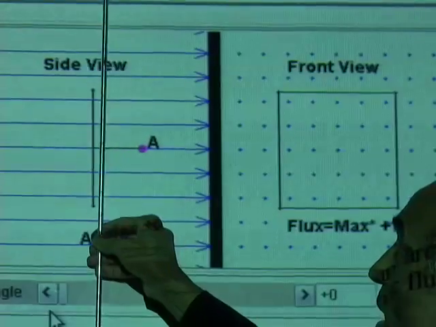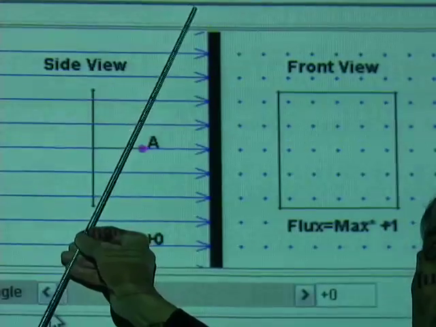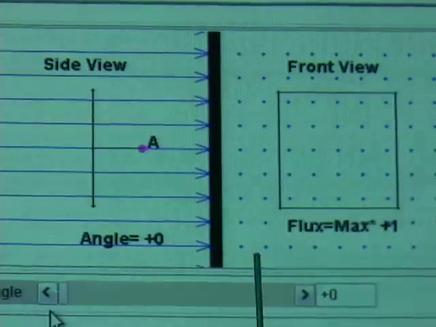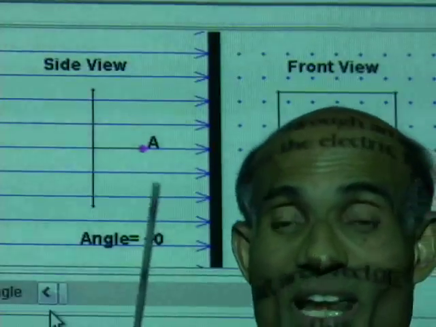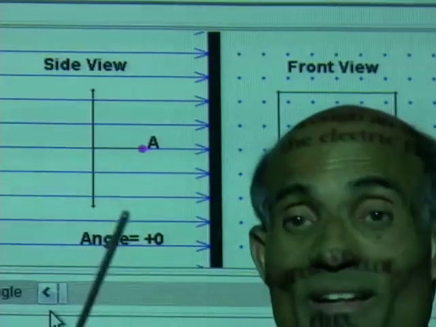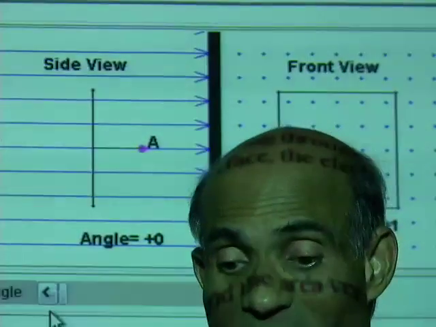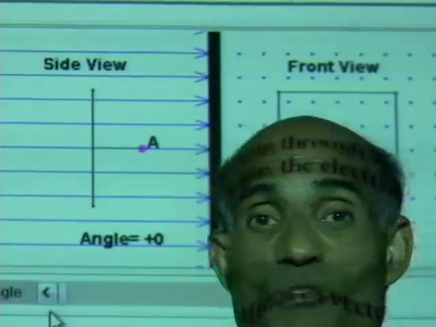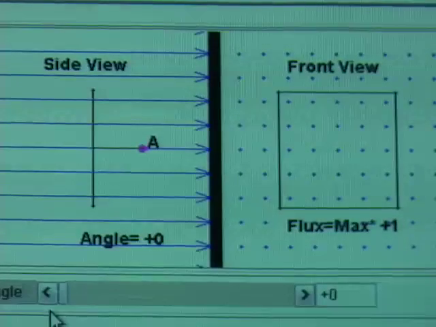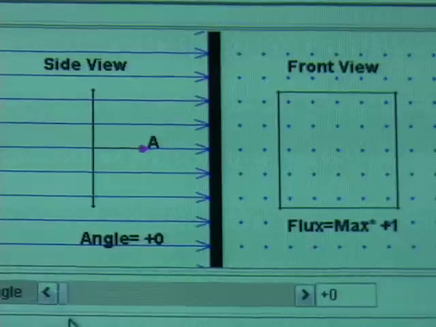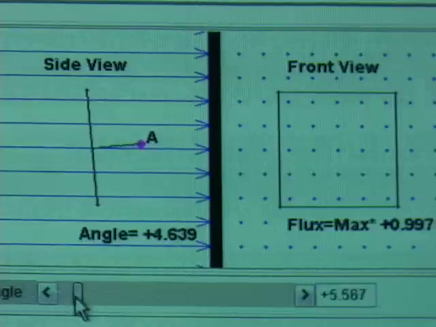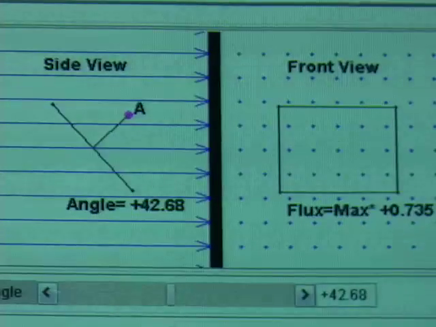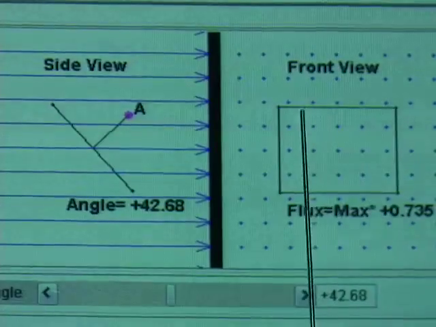Now what happens if I tilt the side? You can see the flux is going to be less, because remember, flux is a measure of the lines of force crossing the area, the normal lines of force. In other words, we should consider the lines of force at right angles to the surface. Now, see what happens to the flux when I change the angle of the plane. As the angle of the plane is changed, you can see the flux is becoming less.